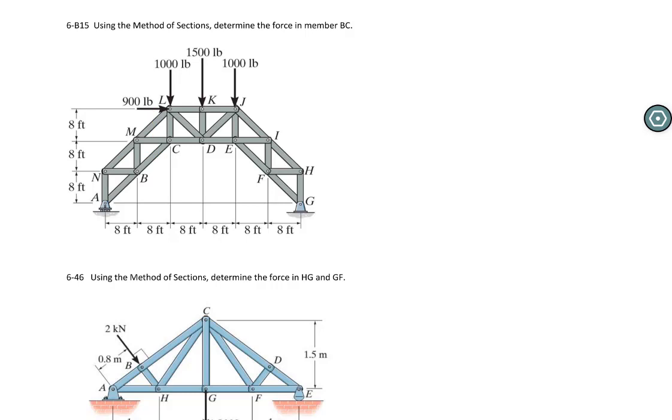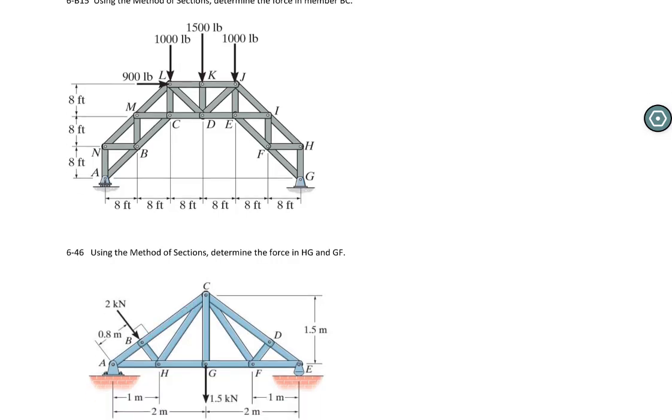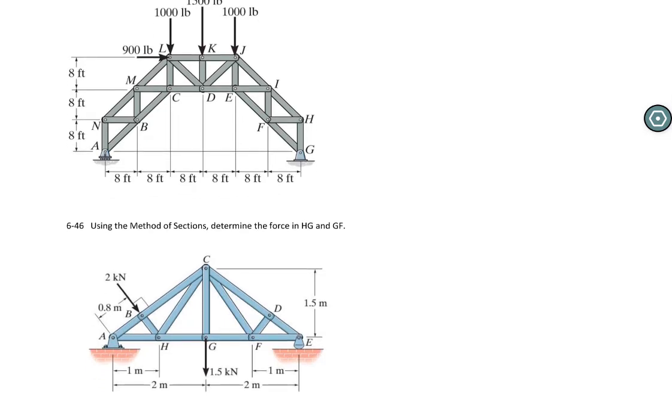All right, using the method of sections, determine the force in HG, GF. How do we do that? We might also ask for BC. I think the problem asks for BC as well. But let's look at HG real quickly. HG over here. How would I get that? I could probably cut this way, and you could solve for then drawing BC and these guys going that way.